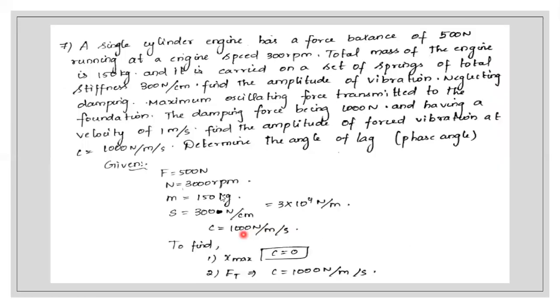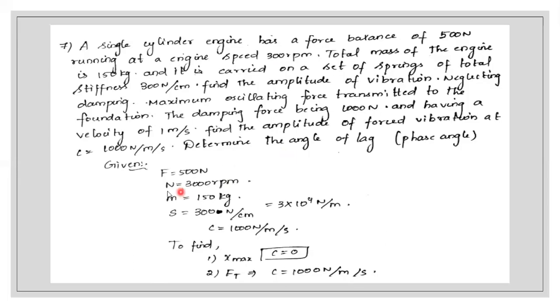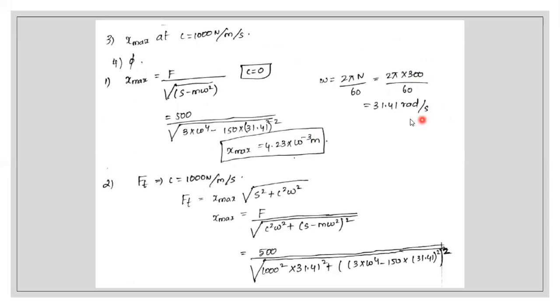We know the RPM, right? Actually it's 300, not 3000. Sorry, there is a mistake. Actually in the question they have given us N equal to 300 RPM. While writing they have written it wrongly. Here they have substituted 300, right? So N will be 300 RPM. Just make a note of it. Once you calculate, you will get an answer of 31.41 radian per second. So we can calculate X max.